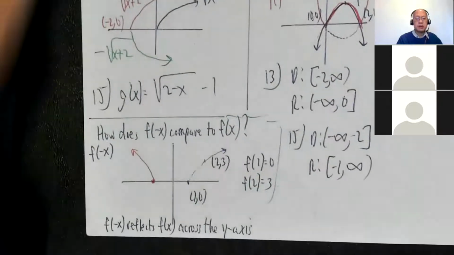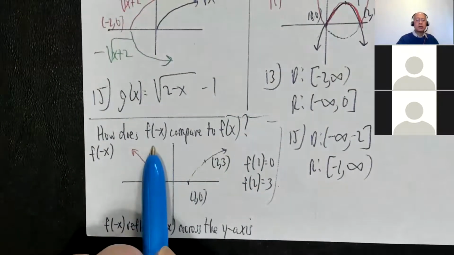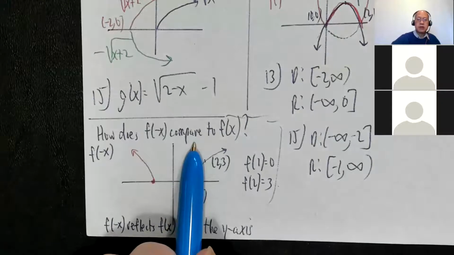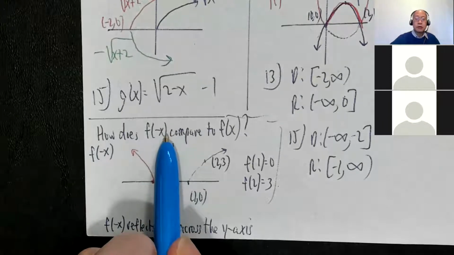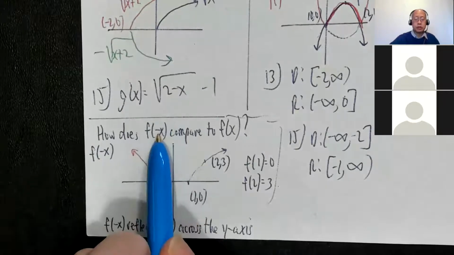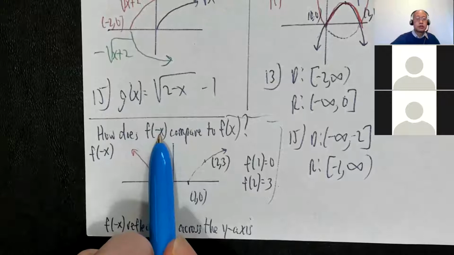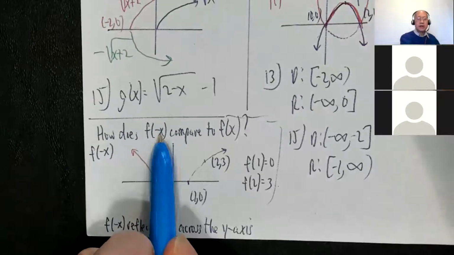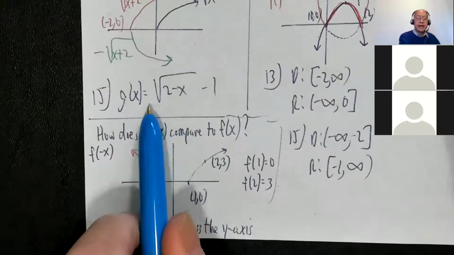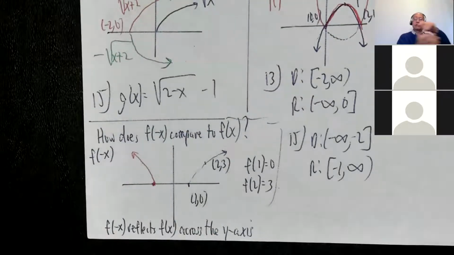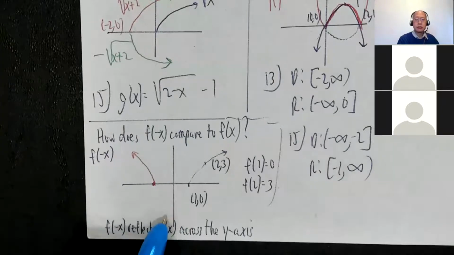Okay, the next one I was going to show you is this. How does f of negative x compare to the original f of x? Do we need to sketch the original one? If it asks for this progression, you should. You should be able to show me the progression. Here's my original absolute value function or square root function, and then I move it left, right, up or down, or reflect it or whatnot.